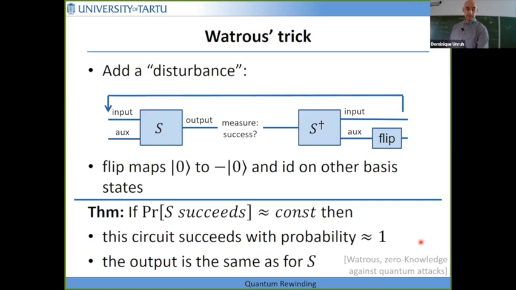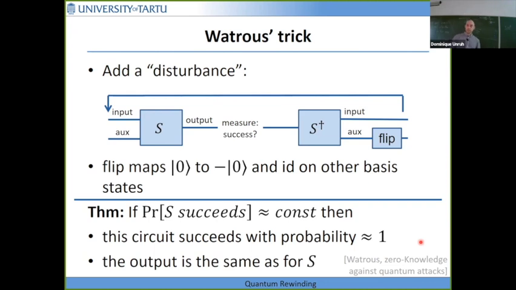Just one question to clarify. So you say the probability of S succeeding needs to be approximately constant. And this is, if I remember correctly, constant with respect to the input of S. Yeah, with respect to the auxiliary input. Yeah, I will come to that in a moment.